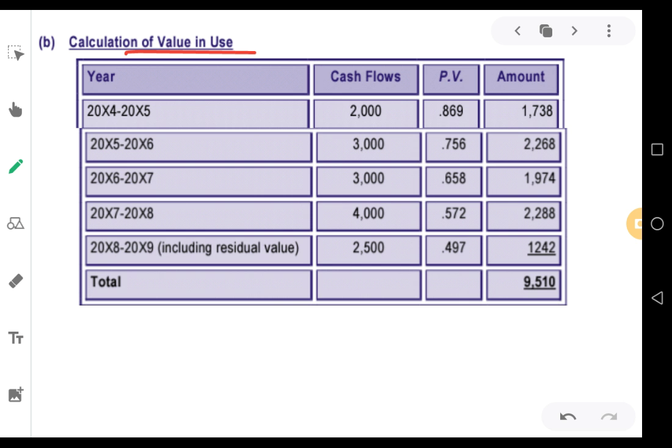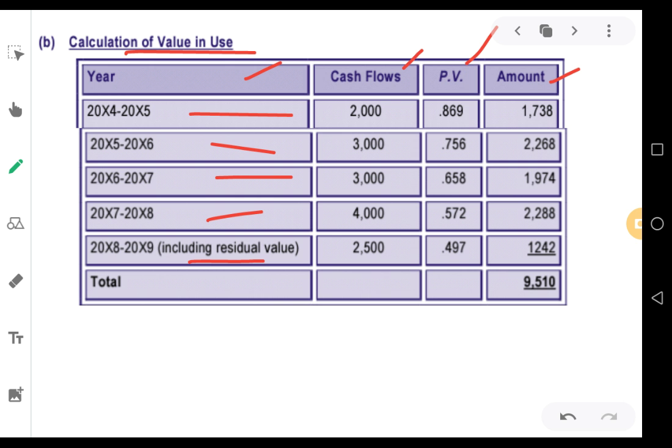Let us prepare a table like this for the calculation of value in use. First column years, then second column cash flows, third column present value factors, last column amount. Then year wise 2014-15, 15-16, 17-18. So in the last year you include the residual value also. Residual value is nothing but the salvage or the scrap. In the last year you add the scrap amount also.